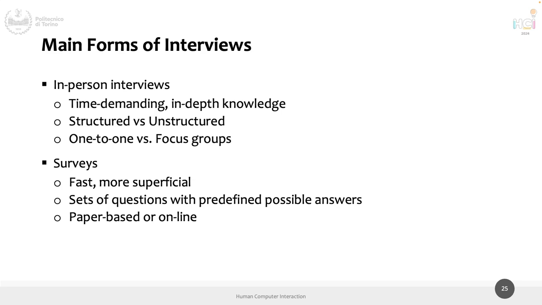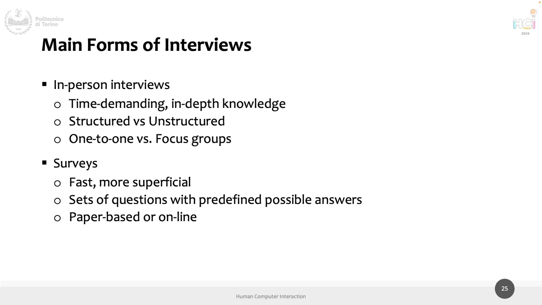One is the one-to-one interview, the classical interview. You interview one person at a time. Or the focus group. The focus group is essentially a group interview, where you are interviewing five or six people at the same moment, with no difference in the way the interview is structured, but the difference is how you manage the group of people.